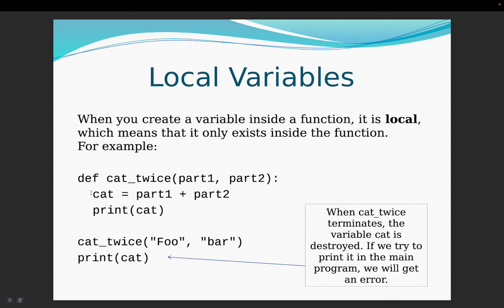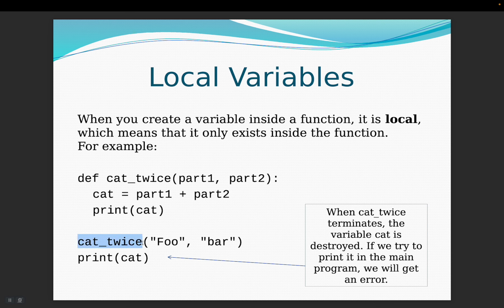Okay, and so inside of this function, we make a variable called cat, and we say it's equal to part one plus part two, and then we print out cat. Okay, and then outside of the function, notice the indentation, right? So outside of the function, meaning this is in the same indentation as the function definition.